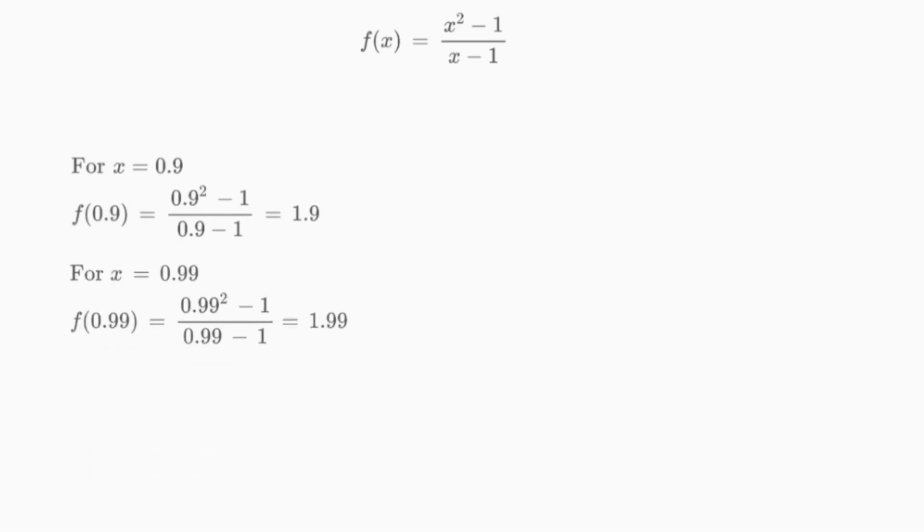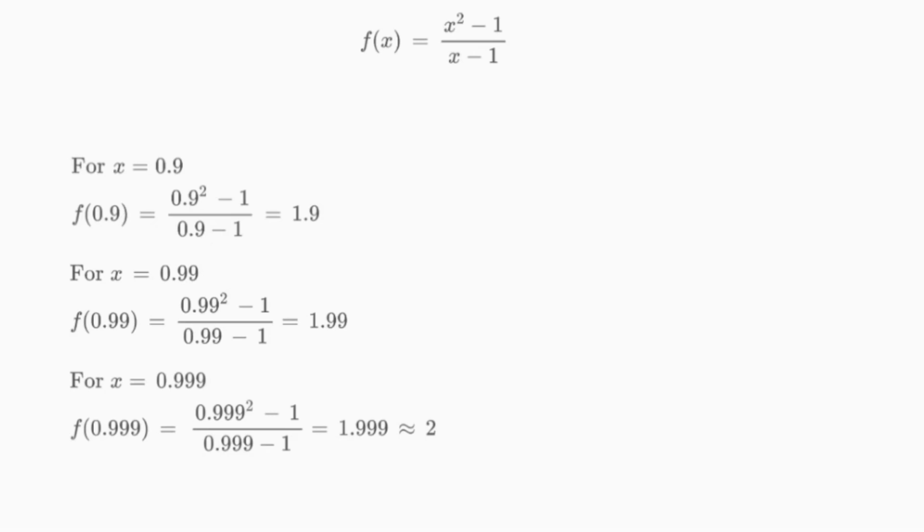I will go a little closer. Let's take x is equal to 0.99. I am getting f of 0.99 is equal to 1.99. Let's go even closer. Let's take x is equal to 0.999. I am getting f of 0.999 is equal to 1.999. So if I move further, I know that I will get output equal to 2.